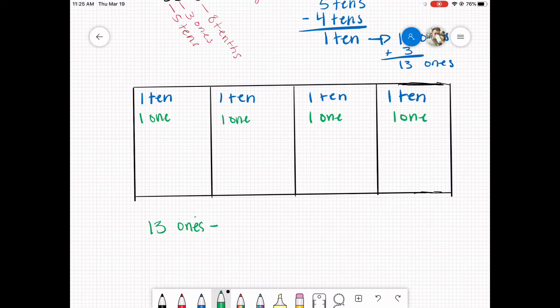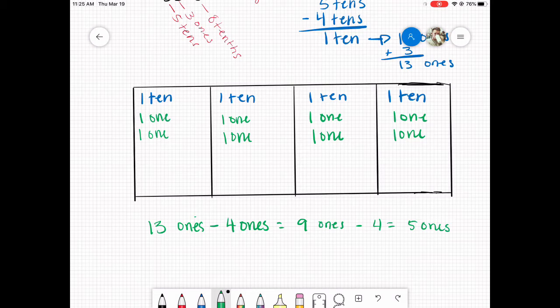But there you see the 13 ones minus 4 ones. If you are working ahead, you already know that if we have 4 groups and we're trying to break 13 ones into 4 groups, you're going to get 3 ones in each group, which leaves us with 1 one left over.